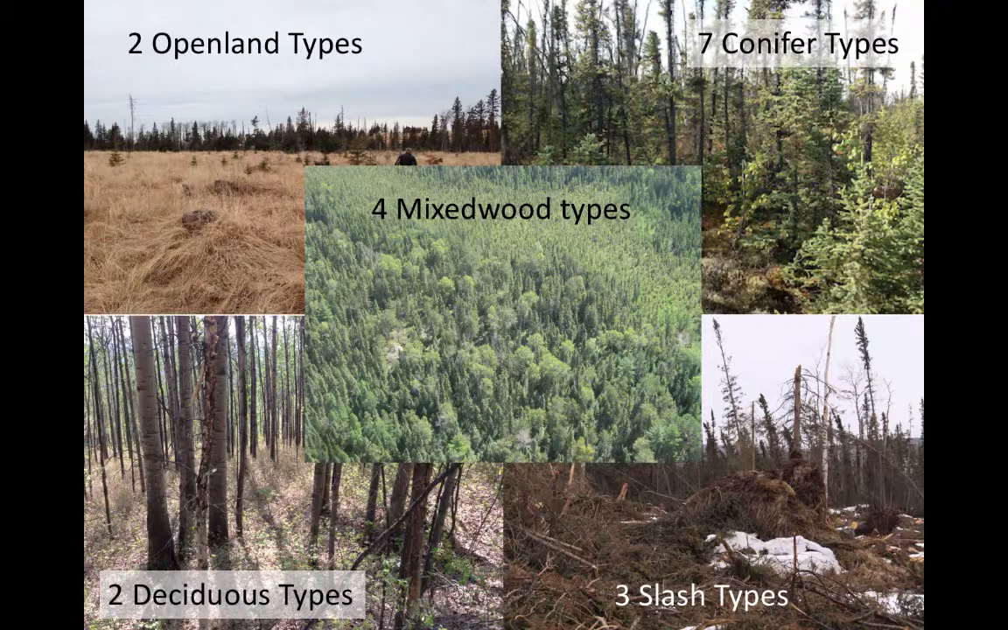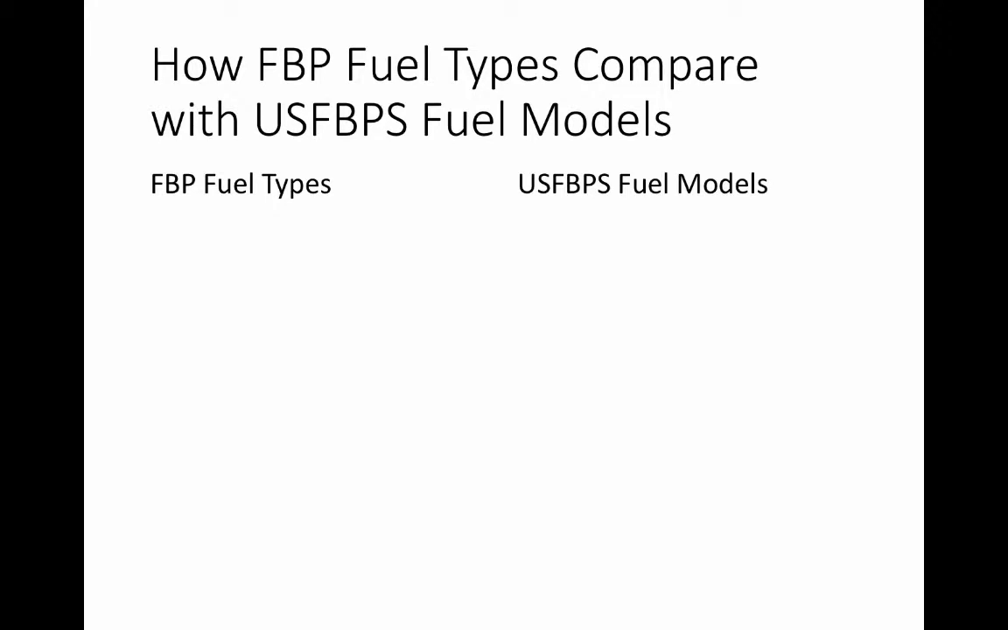The Canadian Forest Fire Behavior Prediction or FBP system uses 18 fuel types spread among 5 classes of vegetation and fuels. There are 2 open land fuel types, 7 conifer fuel types, 4 mixed conifer and hardwood fuel types, 2 deciduous fuel types, and 3 slash types. They are used in the FBP system in much the same way that the 53 fire behavior fuel models are used in the U.S. Fire Behavior Prediction System. However, there are significant differences along with the analogies.